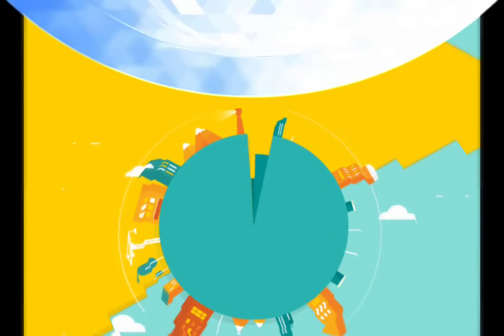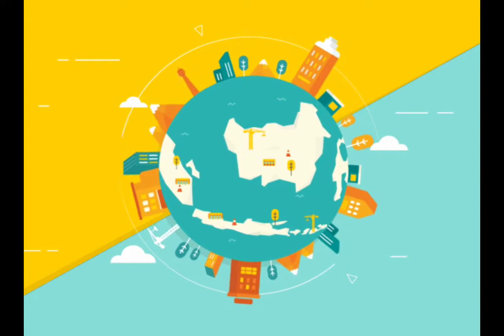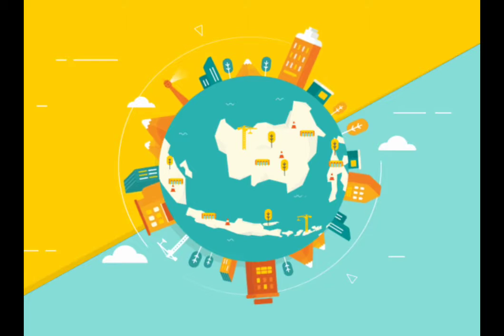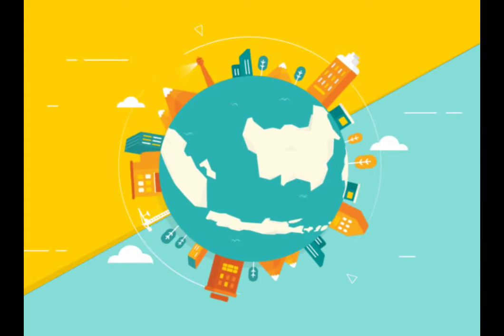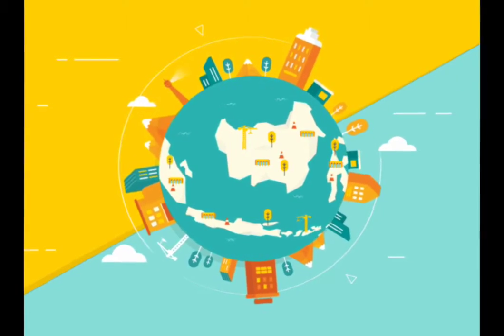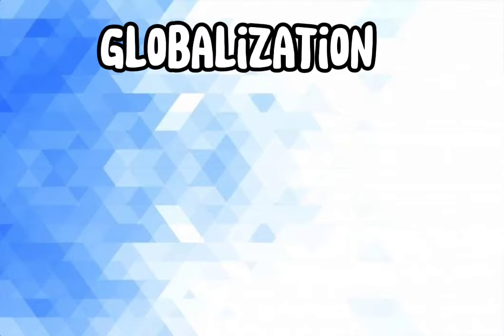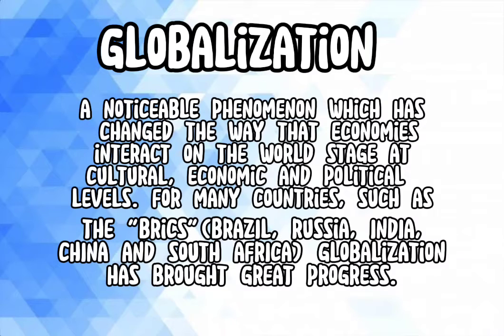Following Brandt's report in 1980, several global shifts have defined development around the world. These changes have affected regions differently, while also blurring the established divide between the North and South. So we have globalization. When we talk about globalization, it is a noticeable phenomenon which has changed the way that economies interact on the world stage at cultural, economic, and political levels.